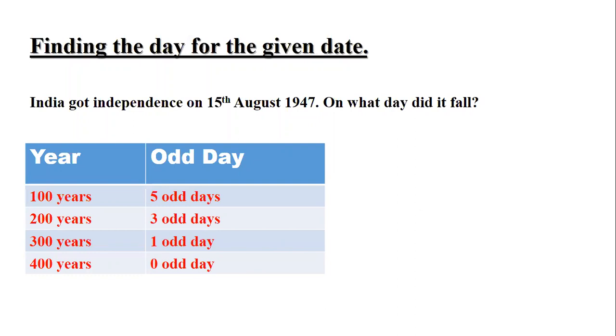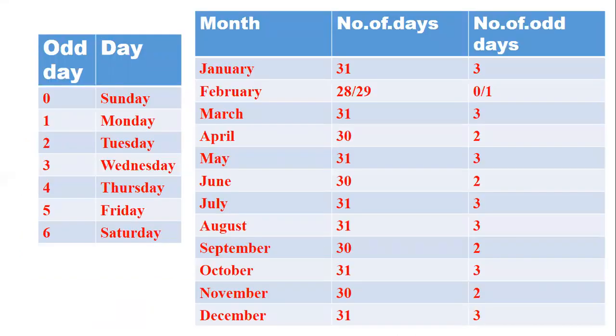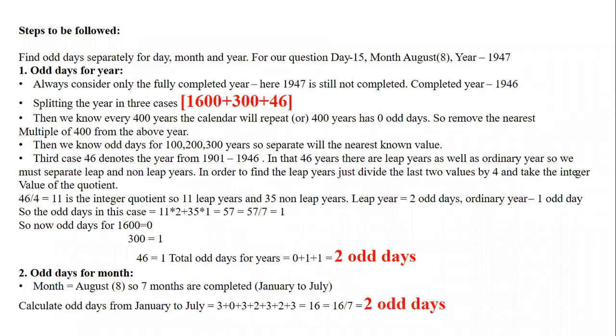India got independence on 15th August 1947, and what day did it fall? So you need to know the table of 100 years, 5 odd days, and this table also you need. The steps to be followed: segregate the date based on day, month, and year. For year, we want to separately find the odd days. For month, we want to separately find the odd days. For day, we want to find the odd days separately. And then finally add everything.